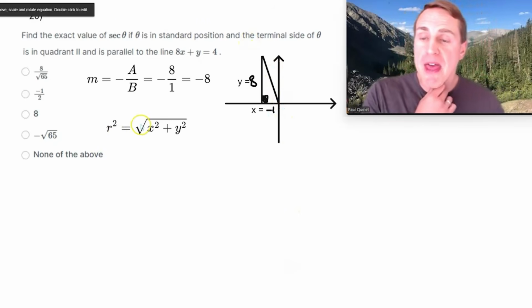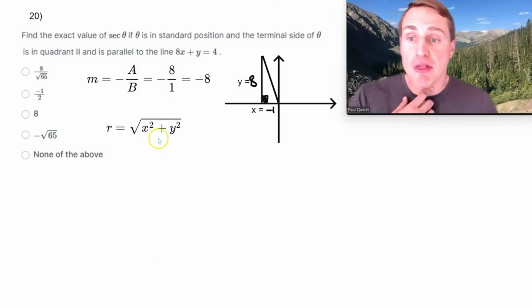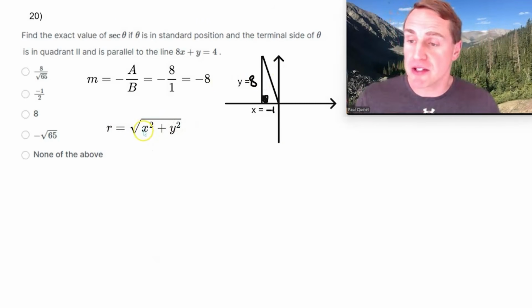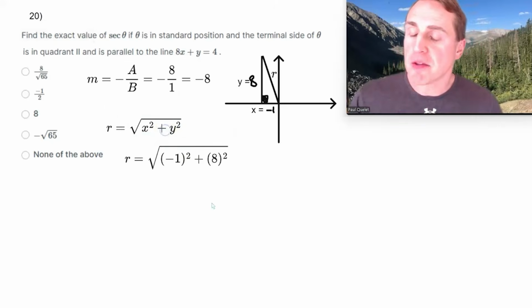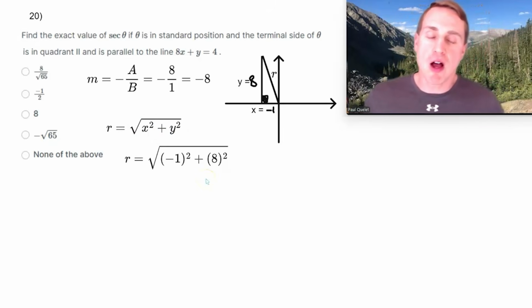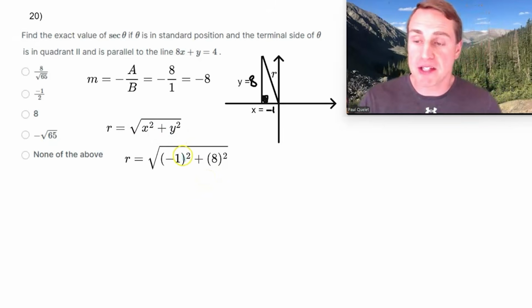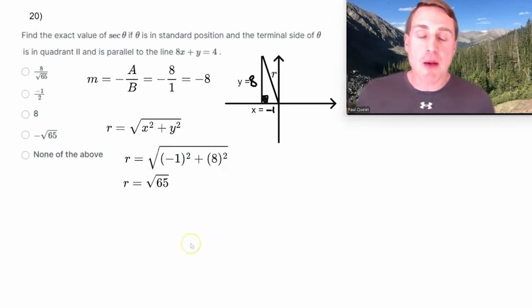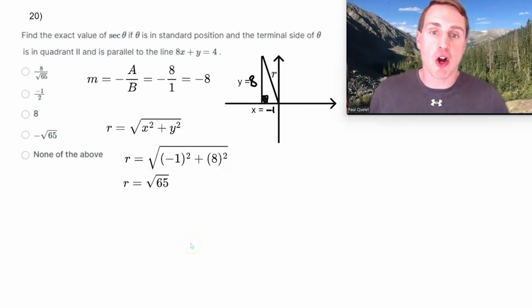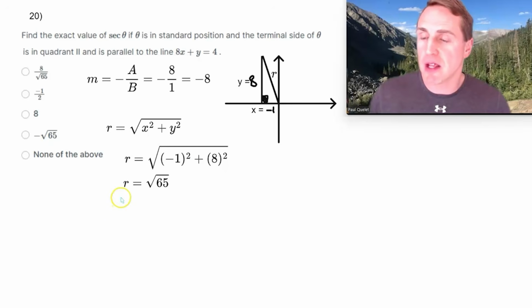Now, what about the hypotenuse? We can simply use the Pythagorean theorem: r, which is the hypotenuse, is the square root of x squared plus y squared. So from this, that's going to be the square root of negative 1 squared plus 8 squared. So that's the square root of 1 plus 64. So that's the square root of 65. Now in trigonometry, we typically don't assume that r is negative, it's a positive radius. So we're just going to have it as square root of 65.